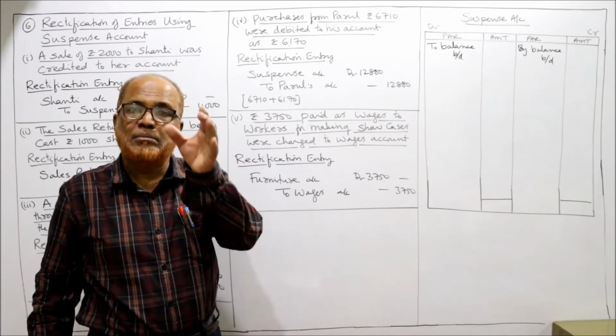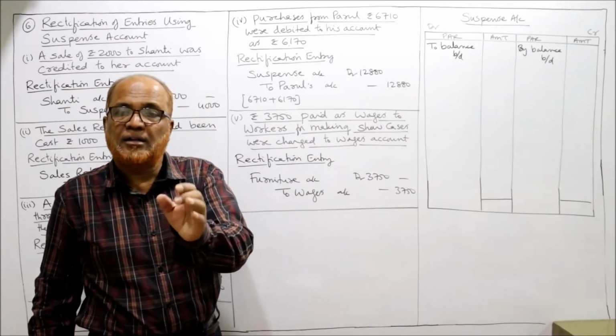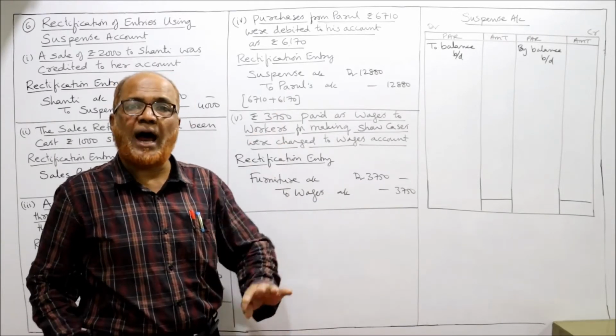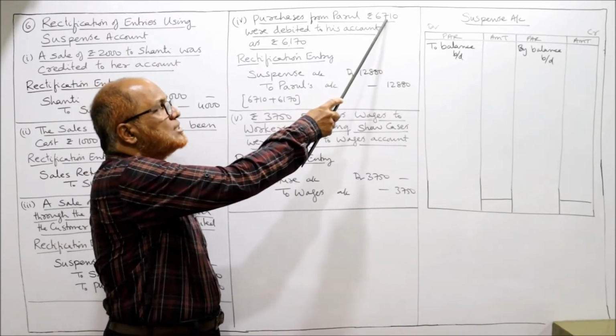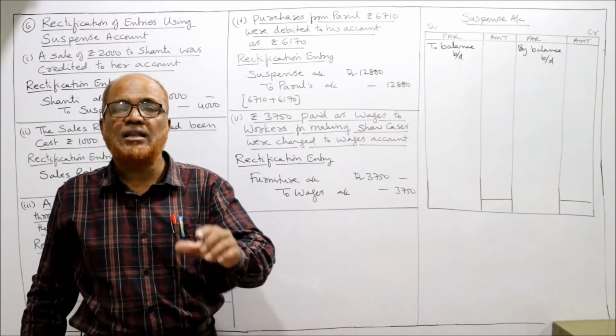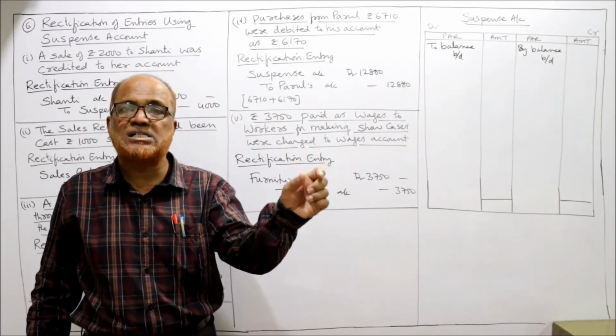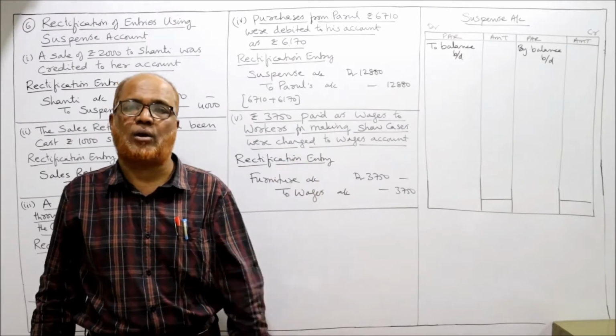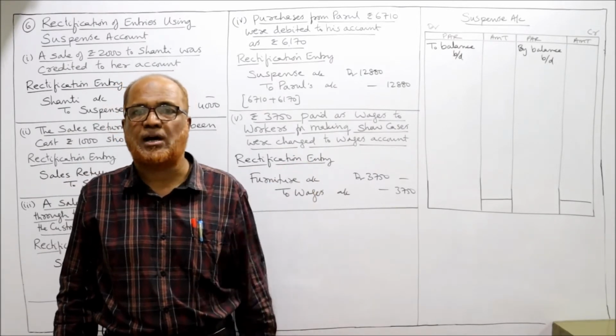Apart from that, by mistake we have debited. That also we have to credit. So add up both the amounts, 6,710 and 6,170. Add up both the amounts, and that will be taken on the credit side of Parole's account.